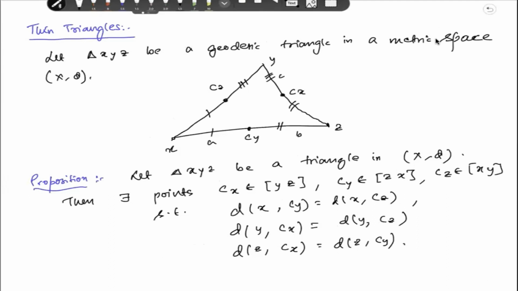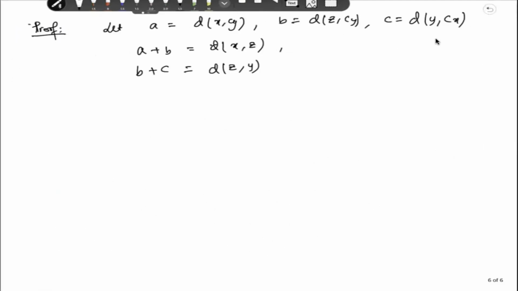So this is my C, so this is again B. So B plus C is equal to distance between z and y. And at last, C plus A will be equal to distance between y and x. Okay, so we have these three equations. We can solve them with the help of linear algebra.